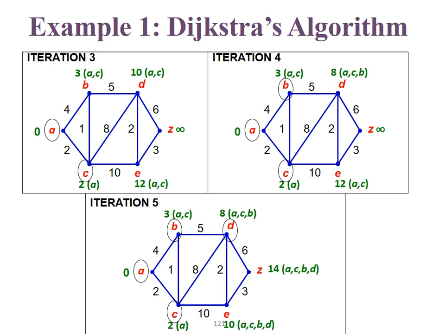And then now we can finally reach Z. So 8 plus 6 will be 14, and we report the path A, C, B, D, for the vertex Z. Okay, now we have only 2 vertices, and the length will be 10 and 14. Okay, so now we include the vertex E into our set.